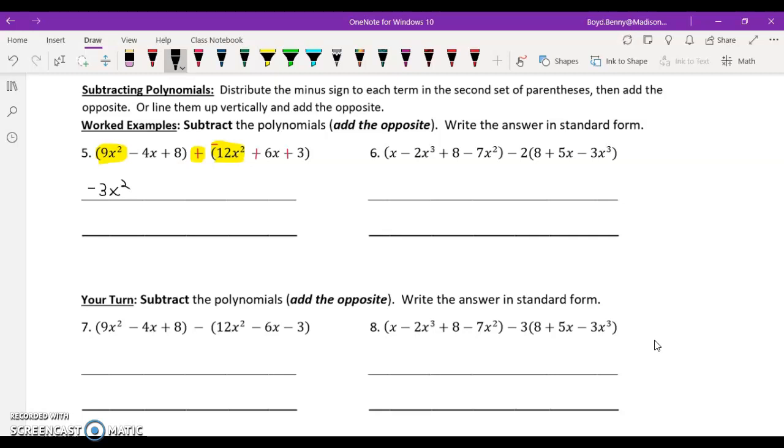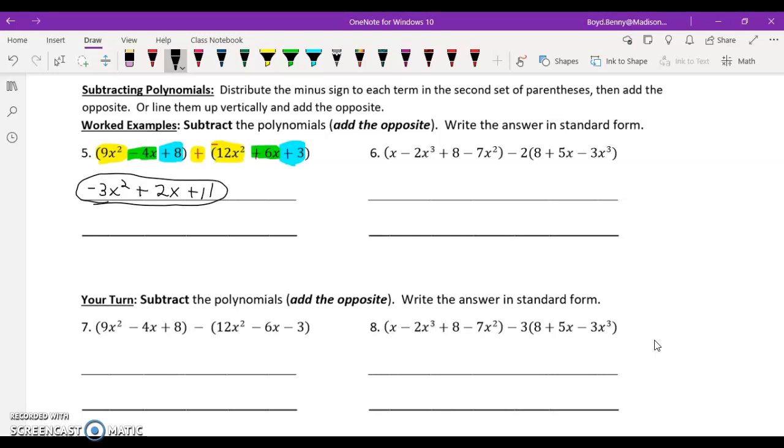Notice I started with the squared terms too, because that's going to automatically put my polynomial in standard form. I'm going to start with the highest degree terms and then work down, unlike I did in the earlier problems. So let's see, now I'm going to do a negative 4x and a plus 6x, and that's going to give me a plus 2x. And then last, I'm going to take a look at my plus 8 and my plus 3 and combine those. 8 plus 3 is 11. And there's my answer in standard form.